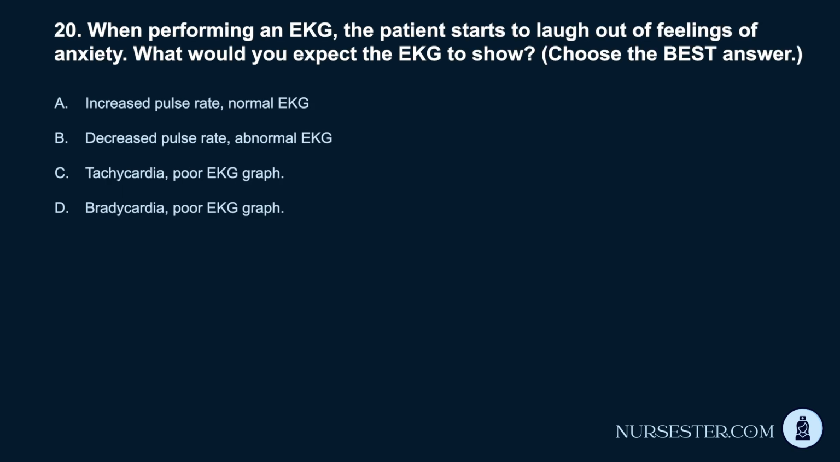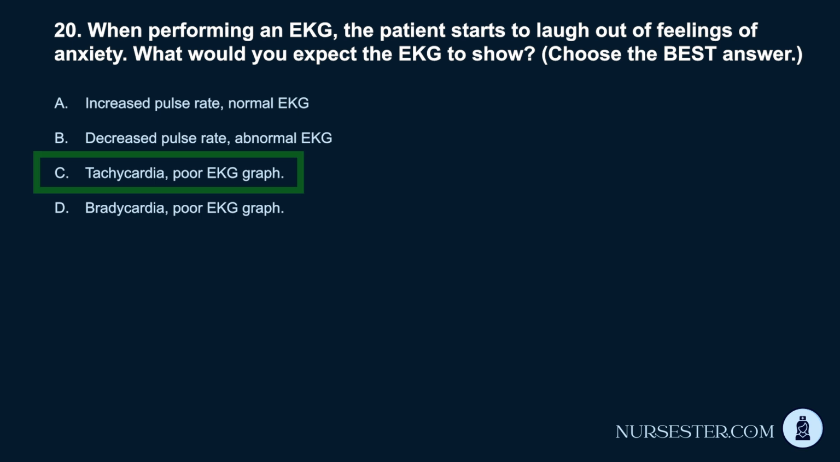20. When performing an EKG, the patient starts to laugh out of feelings of anxiety. What would you expect the EKG to show? Choose the best answer. A. Increased pulse rate, normal EKG. B. Decreased pulse rate, abnormal EKG. C. Tachycardia, poor EKG graph. D. Bradycardia, poor EKG graph.